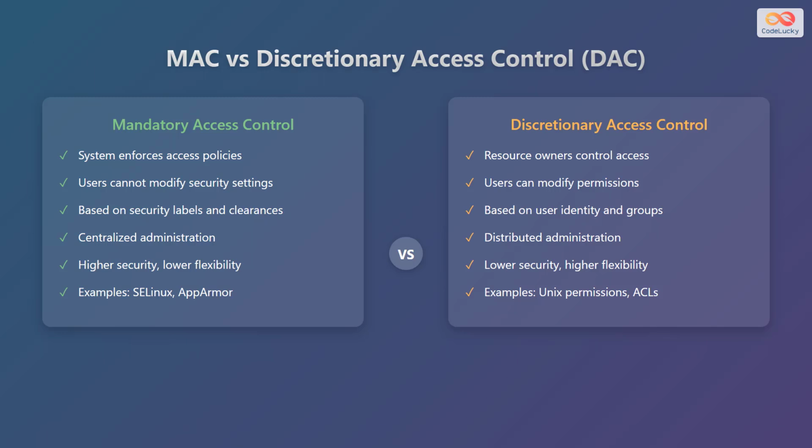MAC provides higher security but lower flexibility, whereas DAC offers lower security but higher flexibility. Examples of MAC include Security Enhanced Linux and AppArmor. Examples of DAC include Unix permissions and access control lists.